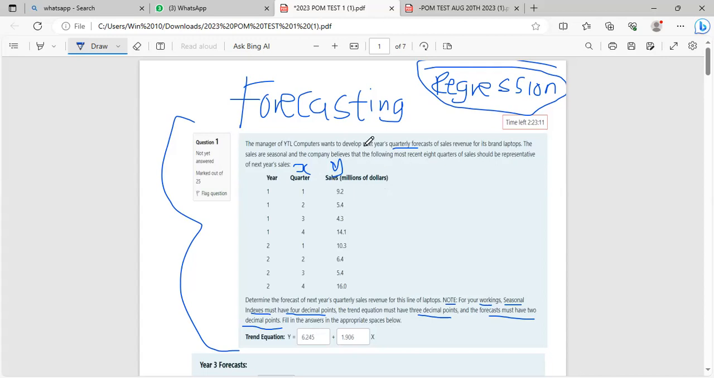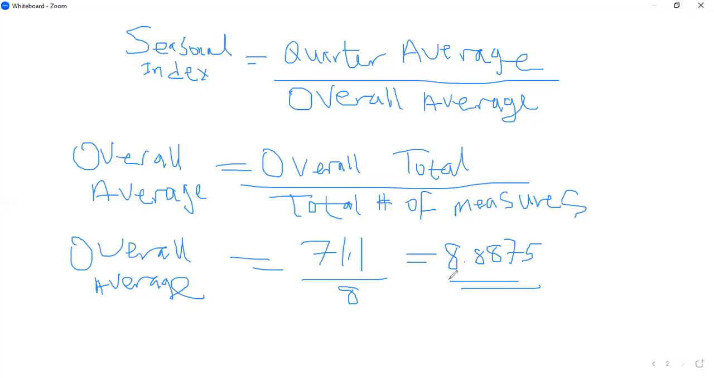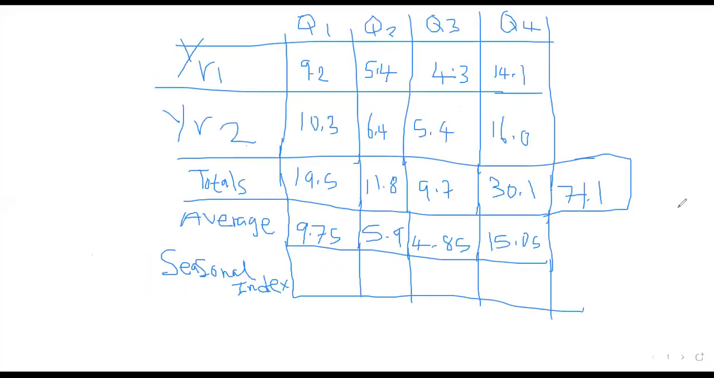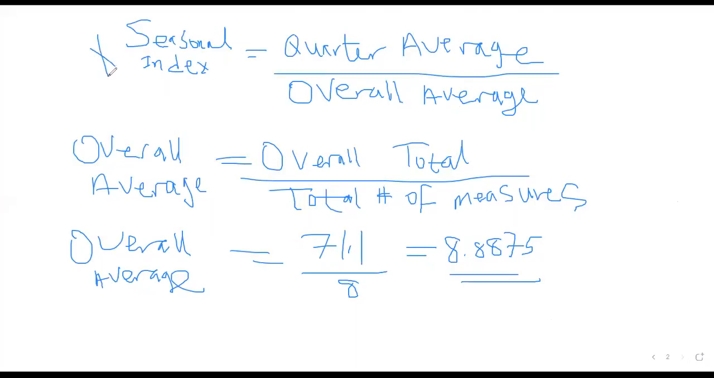All right, so this is not an issue because already we did forecasting using regression in QM, quantitative methods. So now what happens here is that we now need to deseasonalize the data. So we have this is our overall average. So meaning our seasonal index is equal to quarter average over overall average. This is how we find the seasonal index.